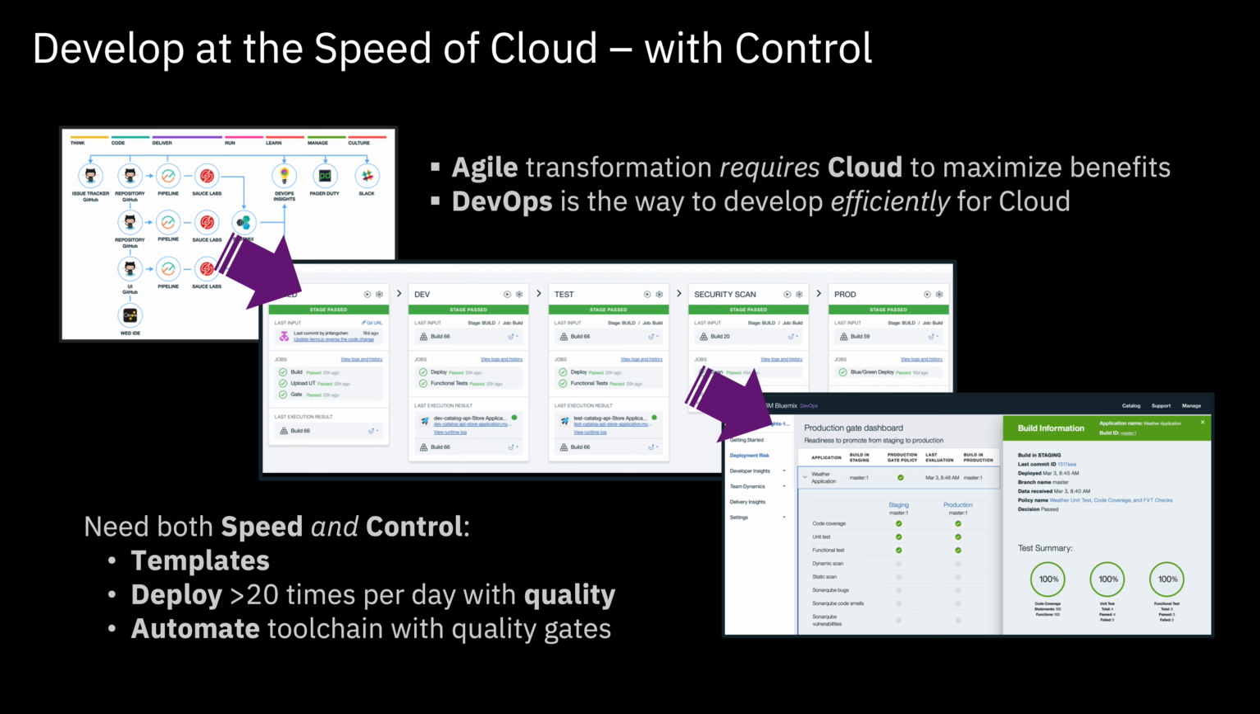the quality. So this means deployments need to be automated with the tool chain, so they can happen up to 20 times a day, but be gated by automated quality checks, which automatically stop a bad deployment. So we're talking about agile transformation that requires cloud platforms to maximize benefits. DevOps is a way to develop efficiently for cloud platforms. So what we need is both speed and control and quality. So the goal is to deploy 20 times per day with quality.